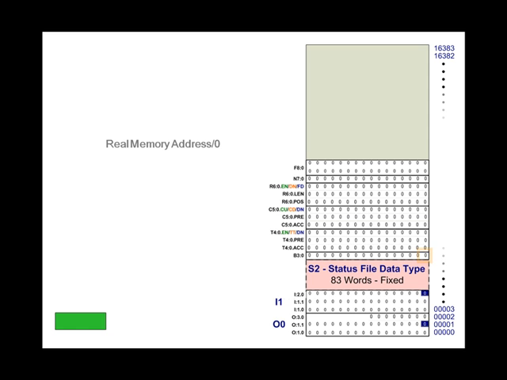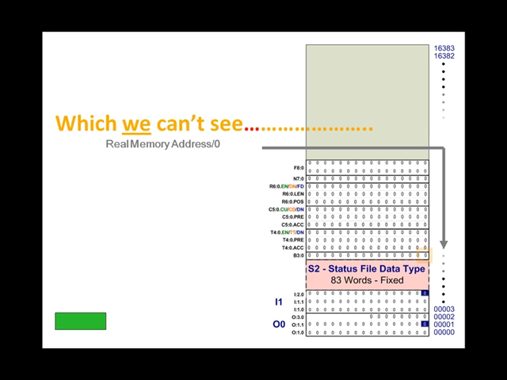We use a variable, pointer, operand, or tag name, also referred to as an alias. This is an alias for the real memory address. Since we never see the real memory address, we'll stick to variable, tag name, pointer, operand, because later on we will create an alias for the variable or the tag name.